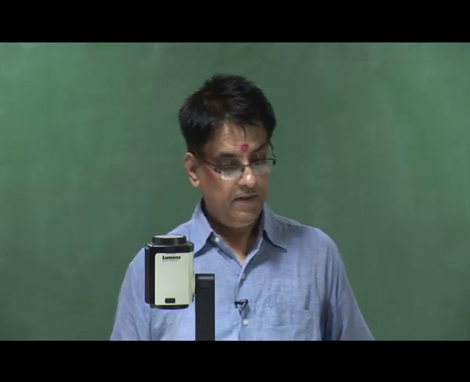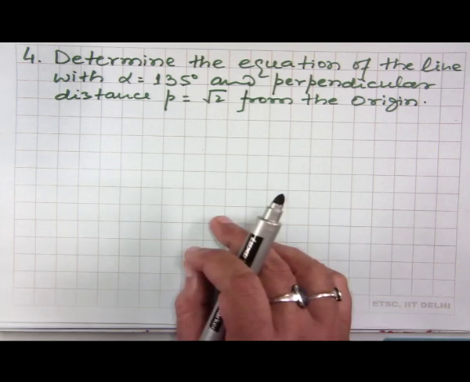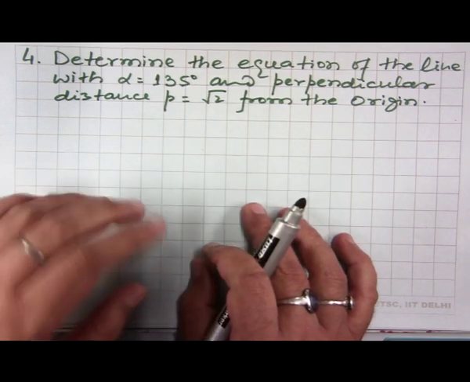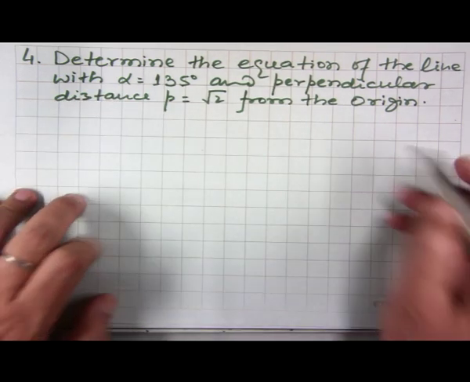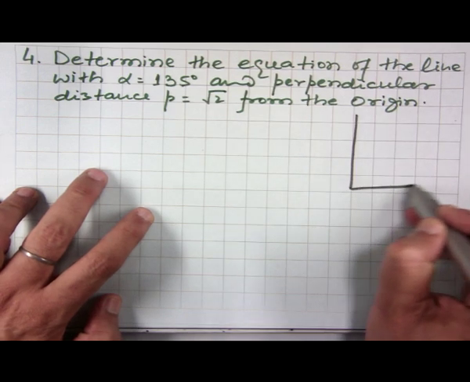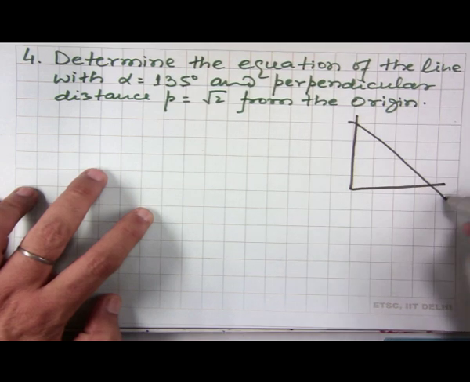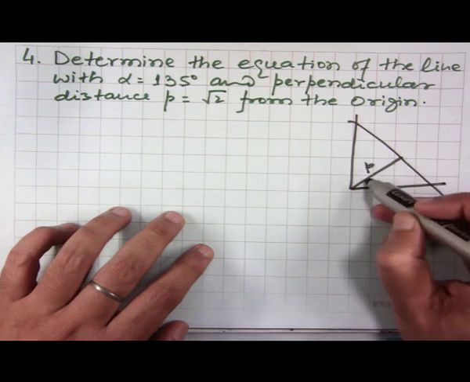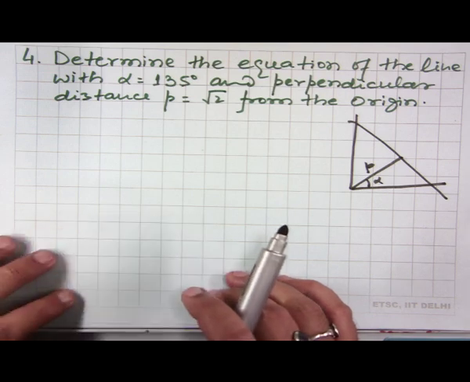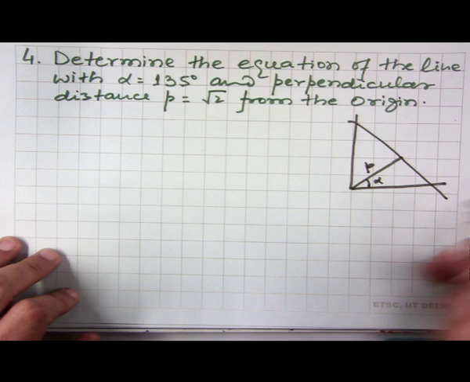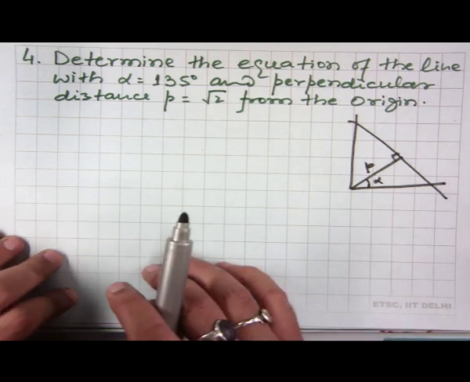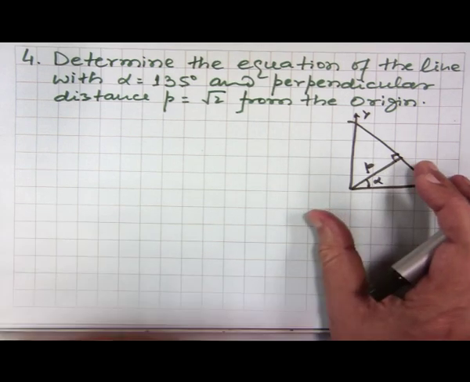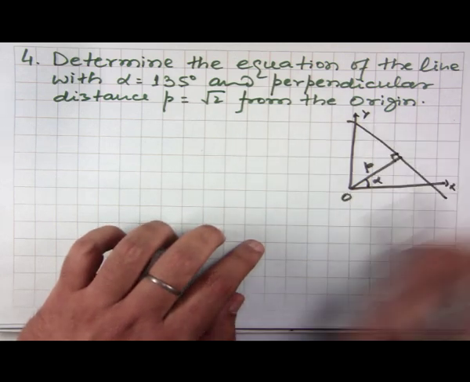Now another example. Determine the equation of line with alpha equal to 135 degree and perpendicular distance p equal to root 2 from the origin. Here alpha is what? We have to find the equation of this line. And what is given? This p is given and this alpha is given. These two information are given and this is 90 degree. P means normal or perpendicular from origin to the line L.